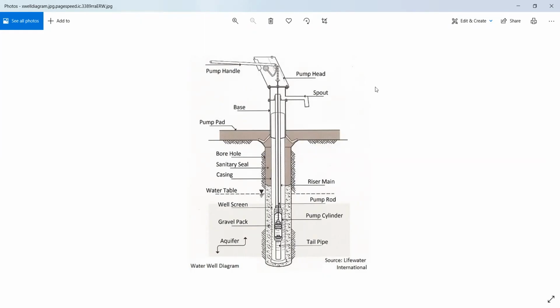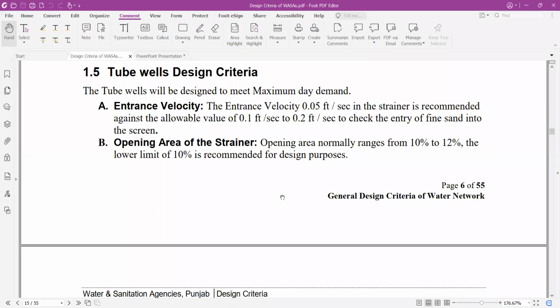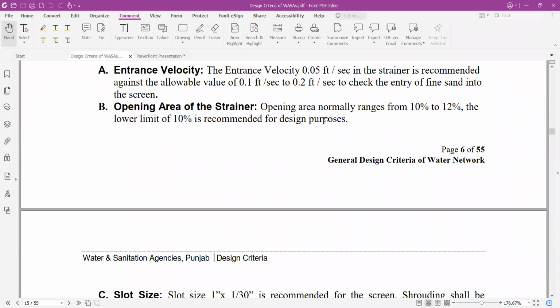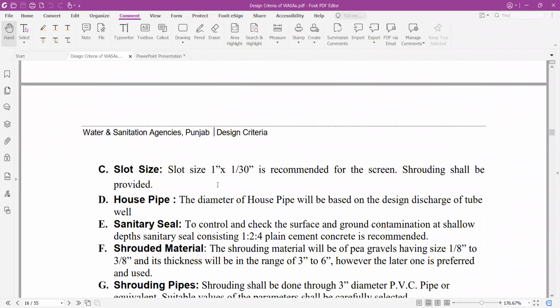So let me share again the design criteria of WASA. Okay, the opening area of the strainer should be 10 to 20%. The lower limit of 10% is recommended for design purposes. Slot sizes are recommended for a screen. Shrouding shall be provided. Shrouding is basically the gravel provided at the side of the casing.